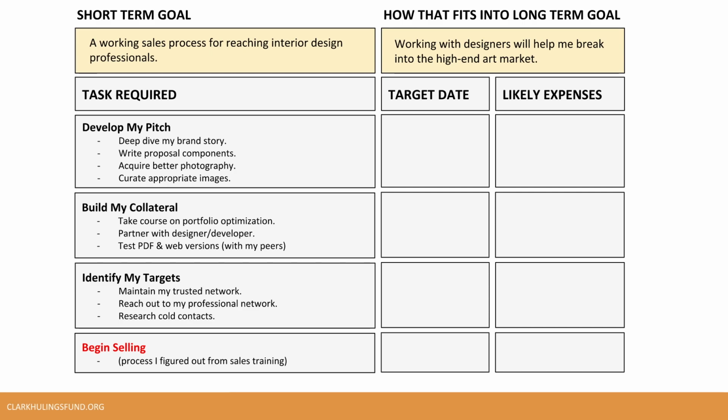Now for each milestone or task, I'm going to put a target date. So maybe for developing my pitch, that milestone is March 1st, building my collateral is April 15th, and because I don't have to wait while my collateral is being built to start identifying my targets, maybe that's also April 15th, and I decide to begin my actual sales launch on May 1st. But I should probably plan for any likely expenses. So for instance, if I need better photography to develop my pitch, that might cost a certain amount. If I need to partner with a designer or developer to build out my sales collateral, that might cost a certain amount. Some things might not have a cost, and some costs might be yet to be determined.